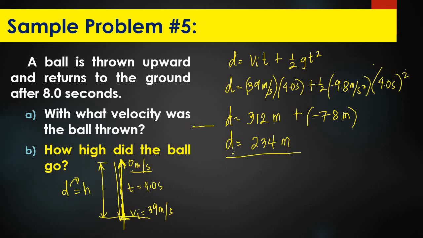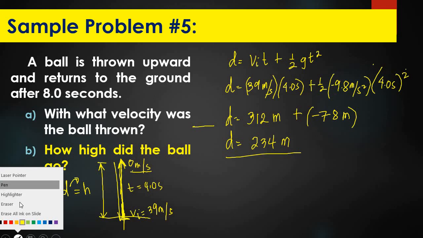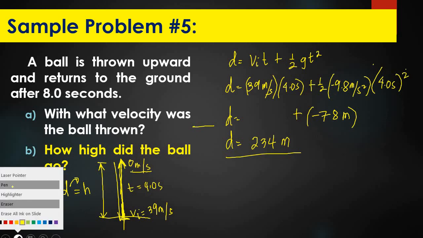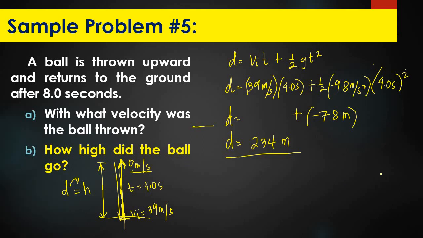Oo nga pala, sir. 39 times 1. Wala po siyang square, sir, dapat. Hindi siya na times 2 dapat. Times 2 po ata. Sige, okay. Yan. O, tama to. Para hindi lang ako nagsasalita, di ba? Ayan. So, 39 times 4 is 156, sir.